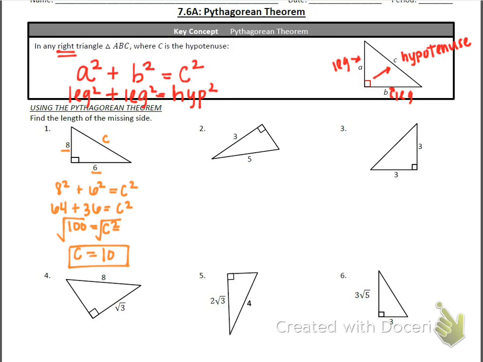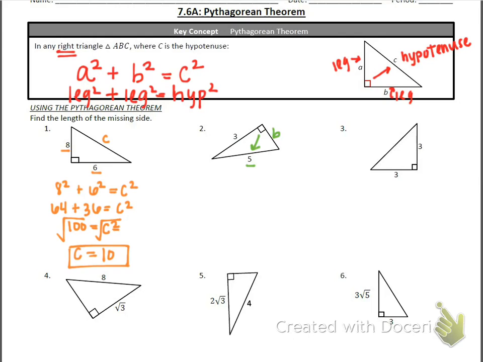Okay, let's do one where I give you the hypotenuse but not one of the legs. So number 2, across from the right angle is 5. So that's actually your hypotenuse, making 3 a leg. So we're missing one other leg. I'm going to call it B.